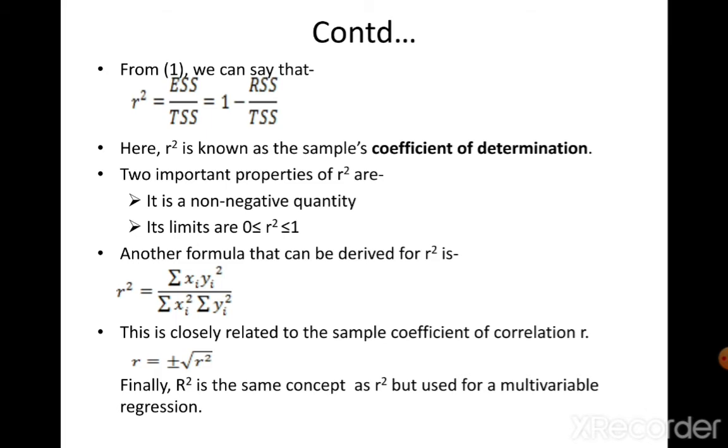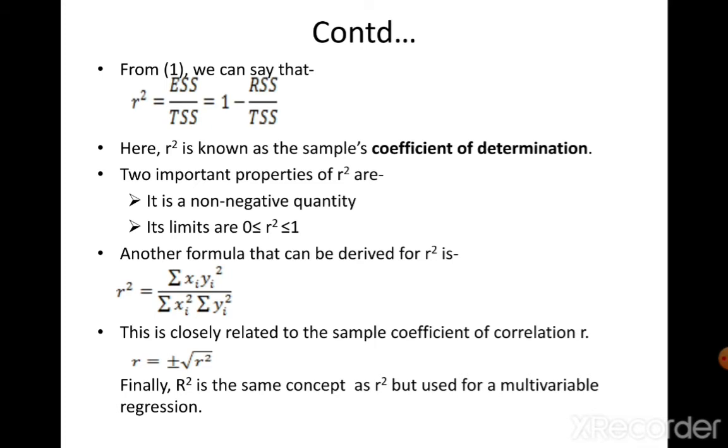So here we have again that R square, which is called the coefficient of determination, is the explained sum of squares divided by the total sum of squares. Now, two important properties of R square. Firstly, it's a non-negative quantity. The fact that this is a sum of squares can never be negative, that itself should give you a hint that R square cannot be negative.